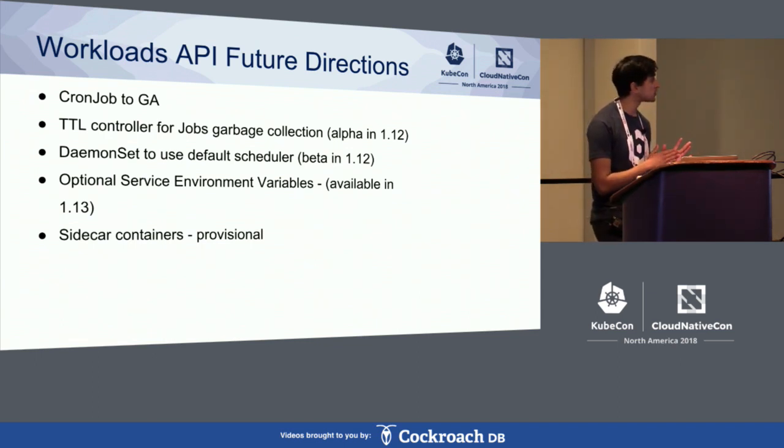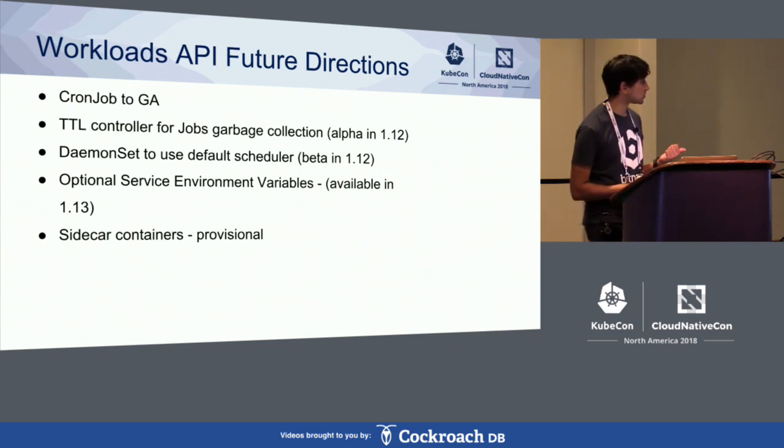Optional service environment variables. This is a flag that you can specify in the pod spec to disable the default environment variables, the Docker link environment variables that show up. And that's going to be available, or is available now, I guess, in 1.13.